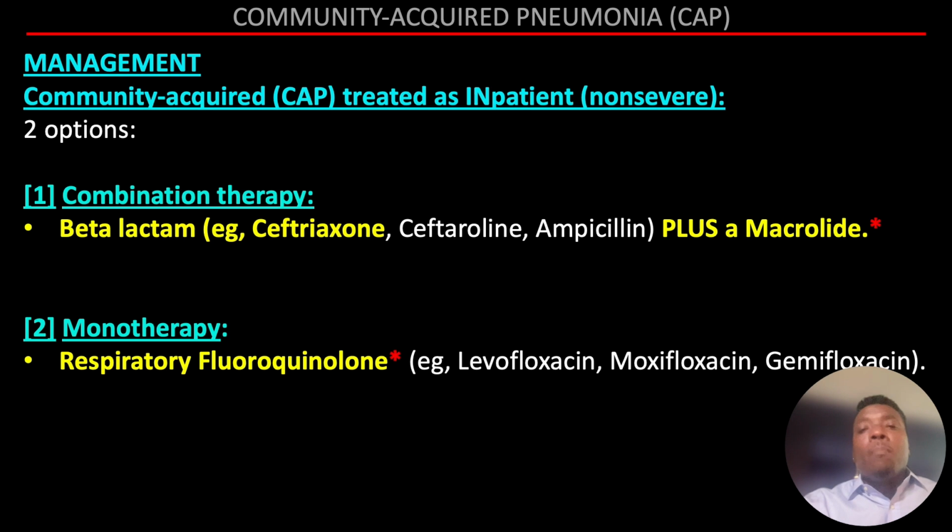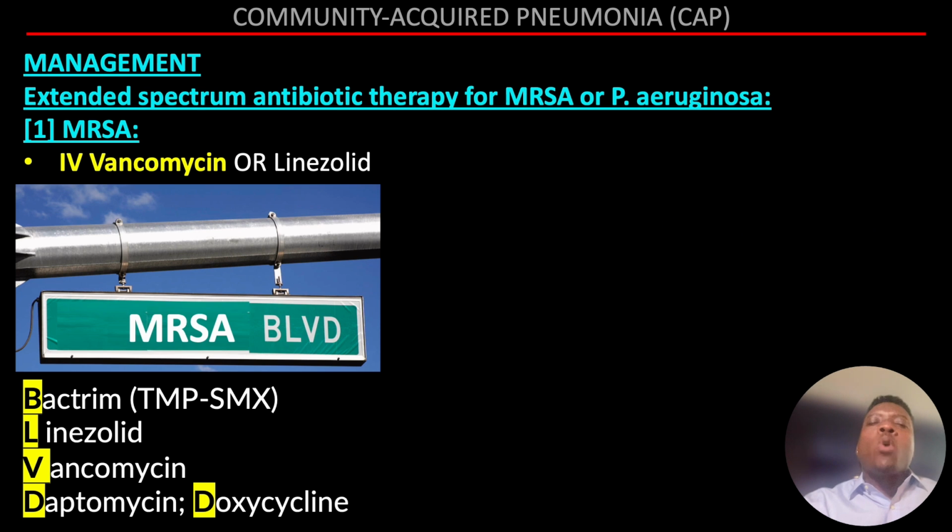So if you decide to do community-acquired, treat it as an inpatient and it is non-severe, you have two main options. Most commonly, we use a beta-lactam such as ceftriaxone plus a macrolide. Again, we add the macrolide for that atypical coverage such as mycoplasma pneumonia, etc. If you do not want to use double coverage, you can also use a respiratory fluoroquinolone as monotherapy. Specifically, levofloxacin, moxifloxacin, and gemifloxacin are examples of respiratory fluoroquinolones. A very important fluoroquinolone that's not a respiratory fluoroquinolone would be ciprofloxacin, so you would not use that in this case here.